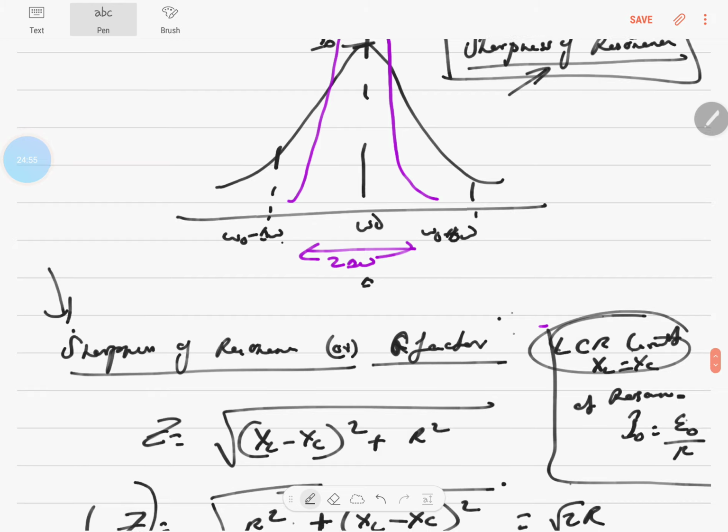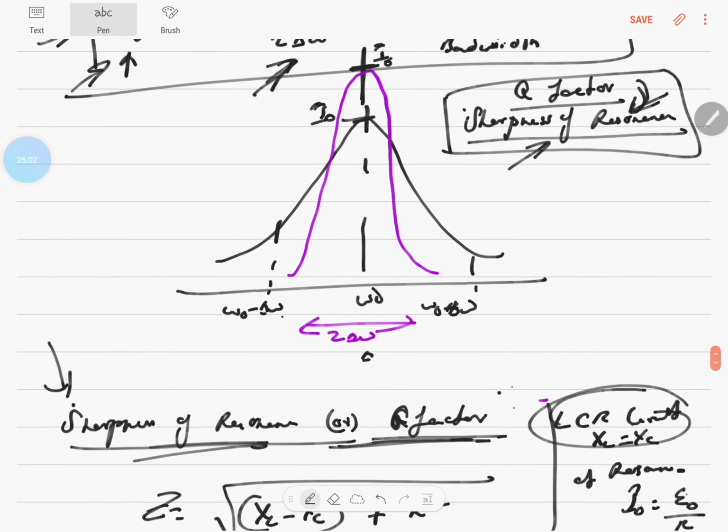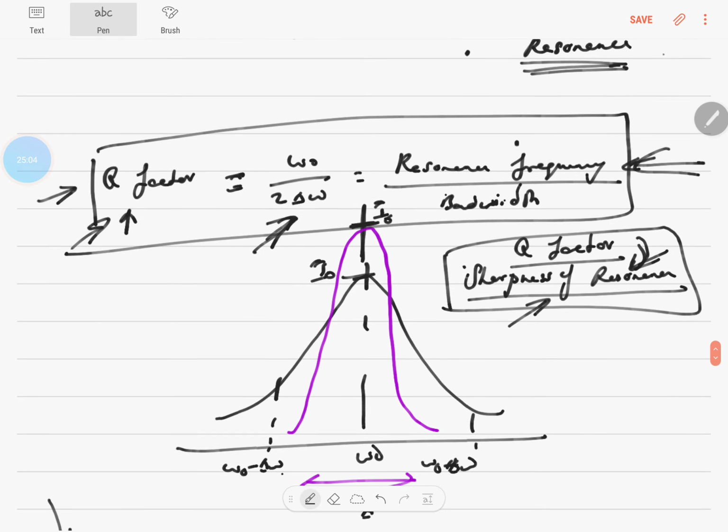But it's important, it is there in the portion. So a derivation for Q factor or sharpness of resonance. You may ask me, what is there to derive? It's just omega naught by 2 delta omega. No, that I'm going to derive in terms of the inductor in the circuit.